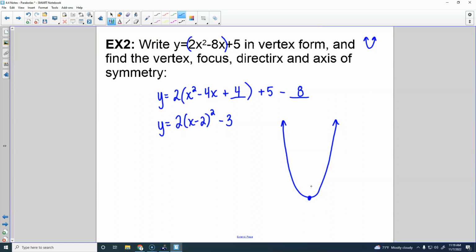And here, Miles, what would our vertex be for this one? 2, -3. Perfect. This parabola has been moved to the right 2, down 3, so its vertex is going to be at 2, -3. I think it's easier to think about whenever it's y equals because you don't have to do things backwards.